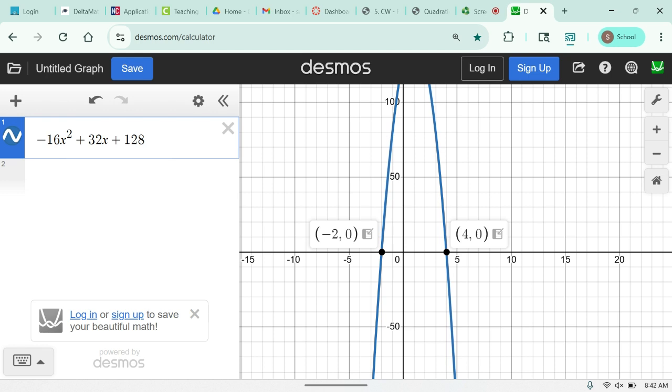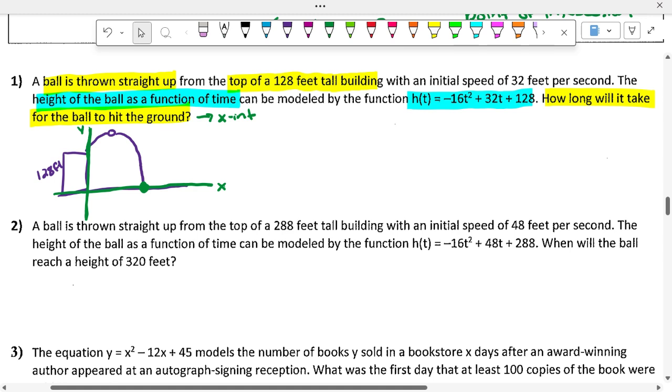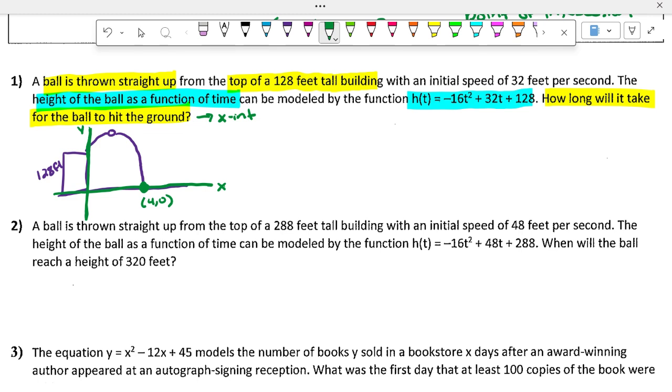The right one, or the positive one. All right, so that would be what? 4. So it hits the ground right here at (4, 0). So how many seconds was that? How long does it take for it to hit the ground? 4 seconds. That's all you have to do. It's easy peasy lemon squeezy. You just have to make sure you have the correct units.